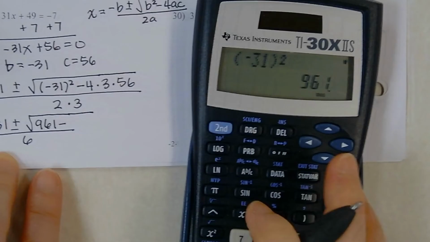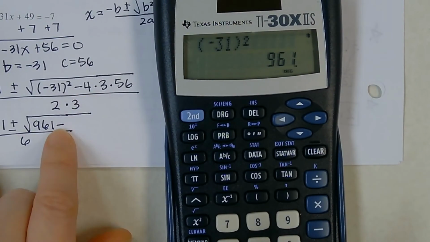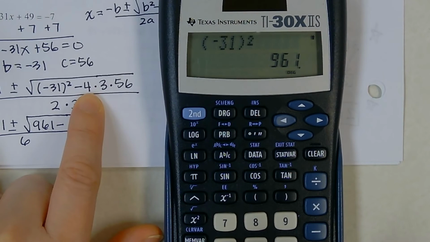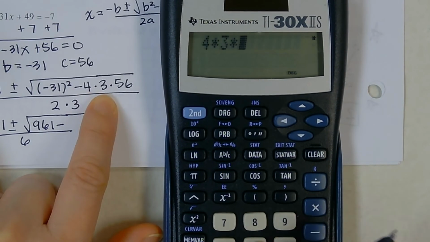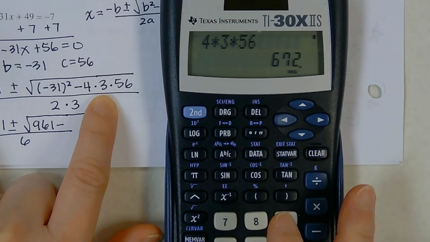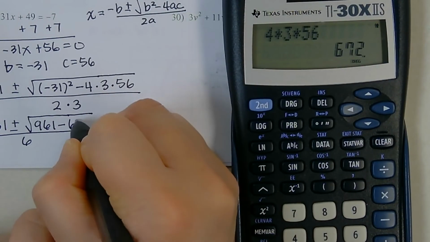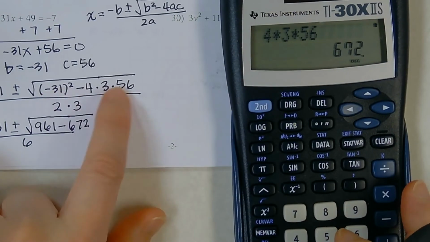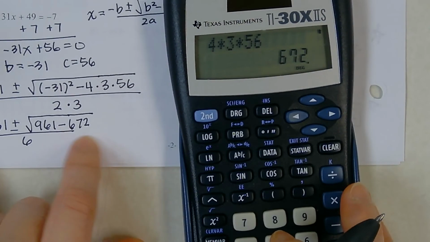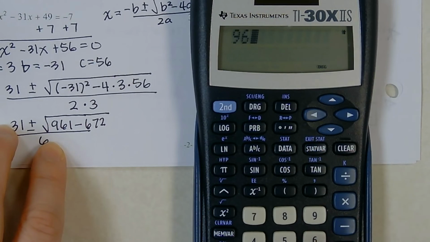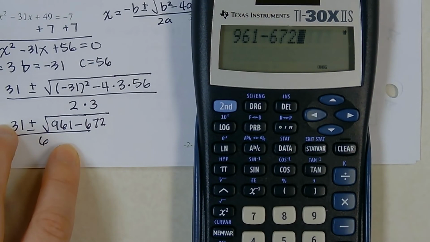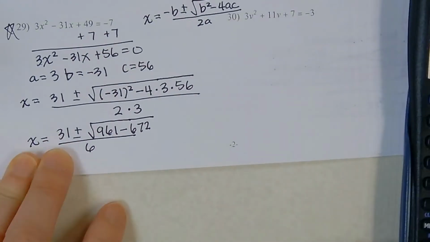Let me just make it a little longer. And then we're going to go 4. I already dealt with the minus here, so I'm just going to go 4 times 3 times 56. And that's going to be 672. Normally I would just do it all in one go, but this is so you can check yourself to see if you did it right. All right, and then we're going to go 961 minus 672, and that's going to be 289.